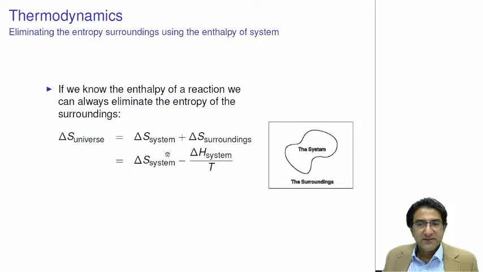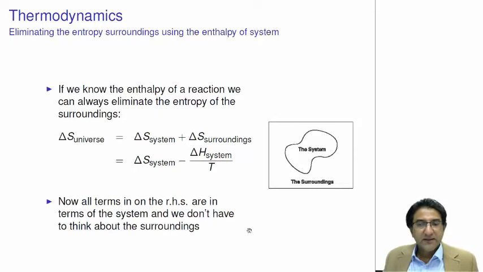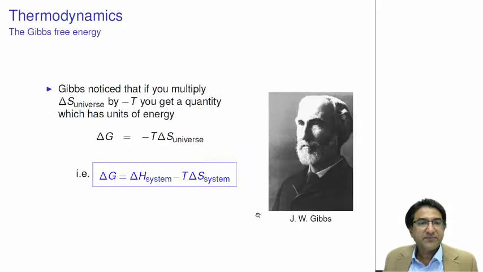Now, delta S of the surroundings is negative delta H for the system over T. Now we have an expression which is completely dependent on the system. We don't need to worry about the surroundings. Isn't that marvelous? Delta S for the universe, we can work with this quantity here, and we can look up both of these in tables. Now, all the terms on the right depend on the system.